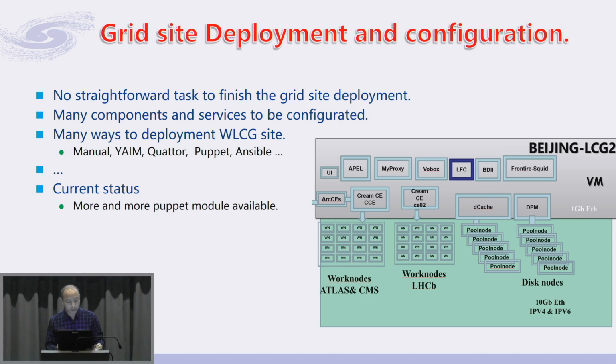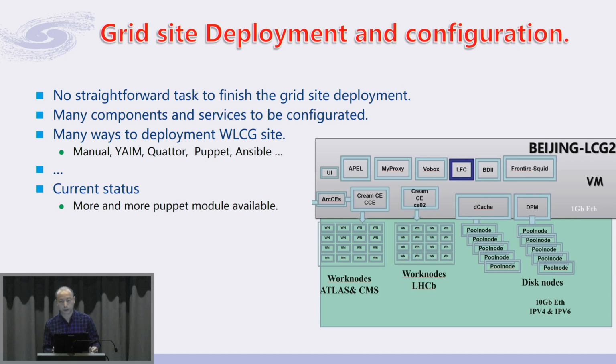And in these years, there are many ways to deploy the WLCG site. First is manual, and then YAM. And from 2009, we started to use Quattor to deploy our site. From Quattor, we started the fully automatic installation and deployment. But during these years, more Puppet modules became available, so we transferred to Puppet and Foreman deployment.